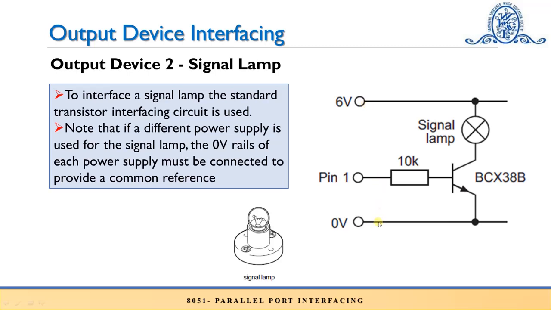So I have to make this ground, or the 0 volts point, the 0 volts rail, common to the microcontroller power supply, so that the path will be completed. Otherwise this pin number 1 output will not be connected to the transistor. So the common reference point must be provided. In this case, if pin number 1 is high, the transistor will conduct and the lamp will glow. If it is 0, the lamp will not glow.